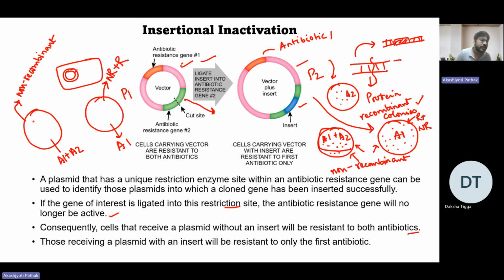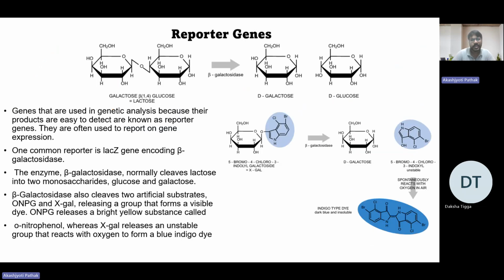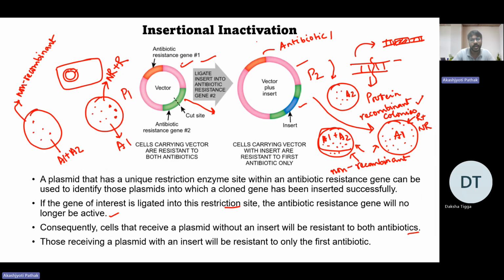So for example, you have these colonies. Here also you will have these colonies, and along with them, you will have some additional colonies here. So these will be your desired colonies. Okay. So one is the insertional inactivation. Now next, we can use reporter genes. I hope you have understood this insertional inactivation.